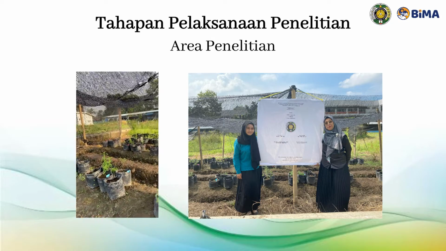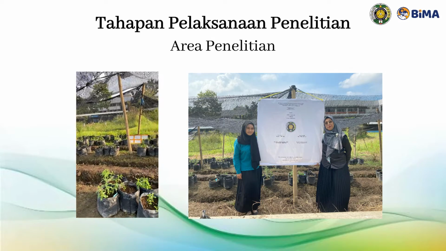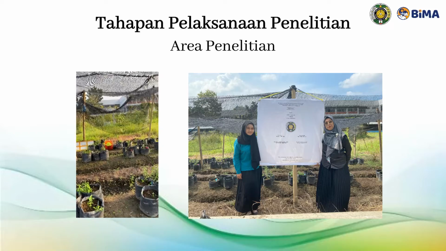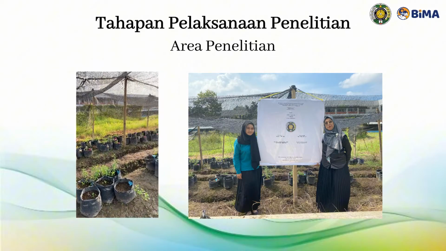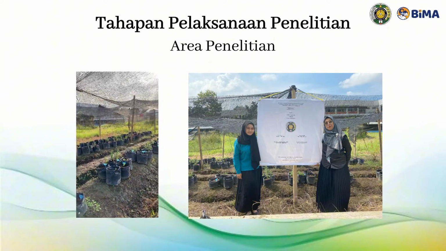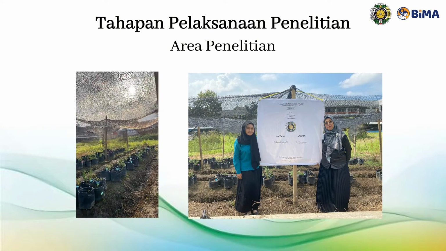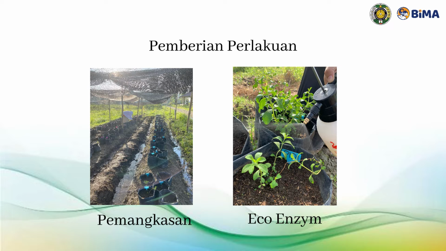The research area measures 16.3 meters by 5 meters, with a total of 180 plants, with a distance between blocks of 50 centimeters and between plots of 30 centimeters. Treatment is carried out by pruning the shoots and spraying Eco Enzyme.